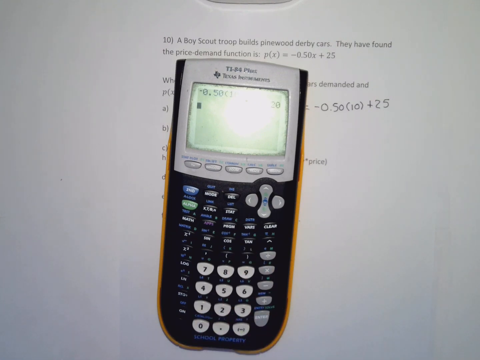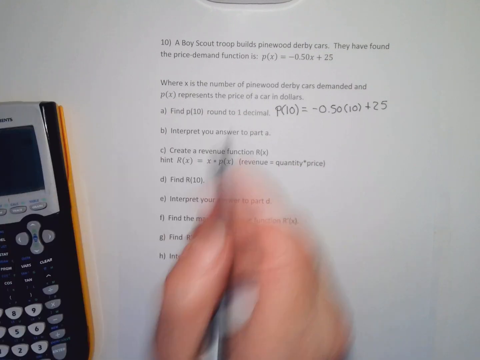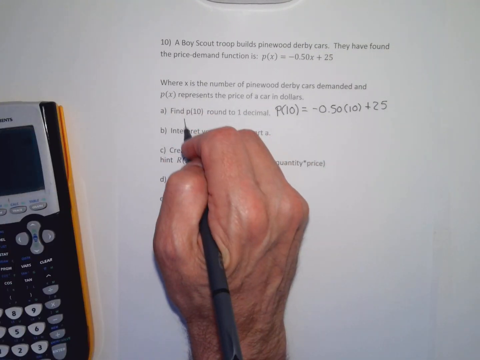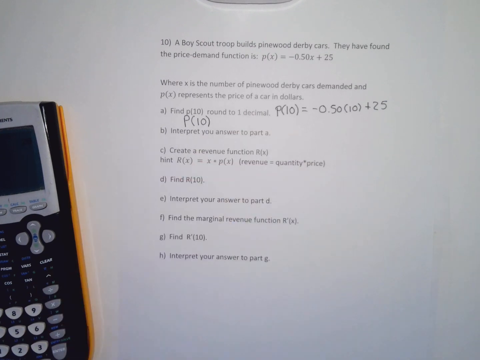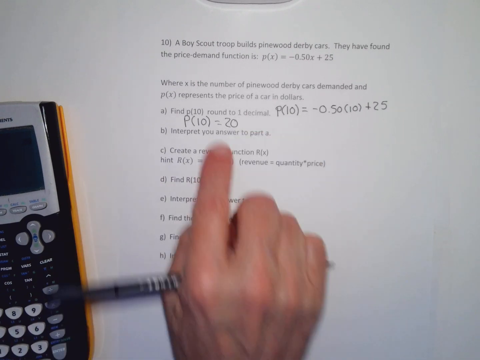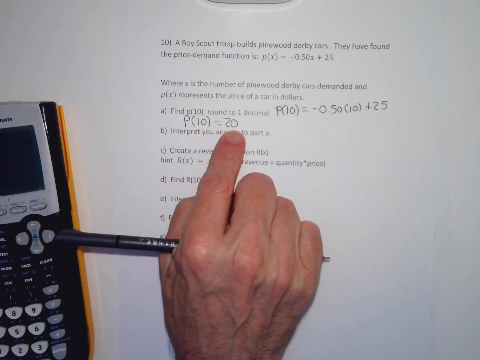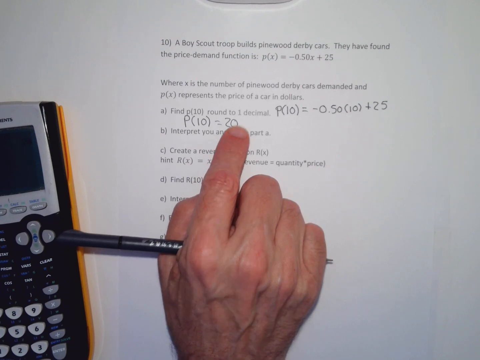Anyways, it says 20 bucks. I can't see my calculator, the glare's funky right now. It has to do with the lighting. But the answer to part A for me is p of 10. The price, if I want to sell 10 Pinewood Derby cars, is 20 bucks. So the 10 stands for the number of cars. The answer is how much I'd have to charge for each.